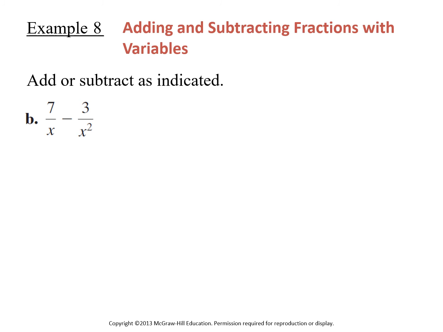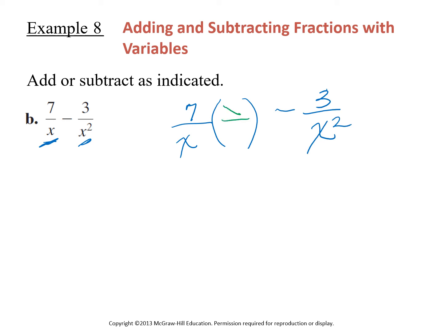Next, again, I need the denominators to match. So one denominator is x and the other is x squared. So we can only build onto these. And perhaps you can see that if I multiply by x over x, my denominators will match. So my goal is to find the common denominators. What do I have to multiply onto one or both denominators to make them match?